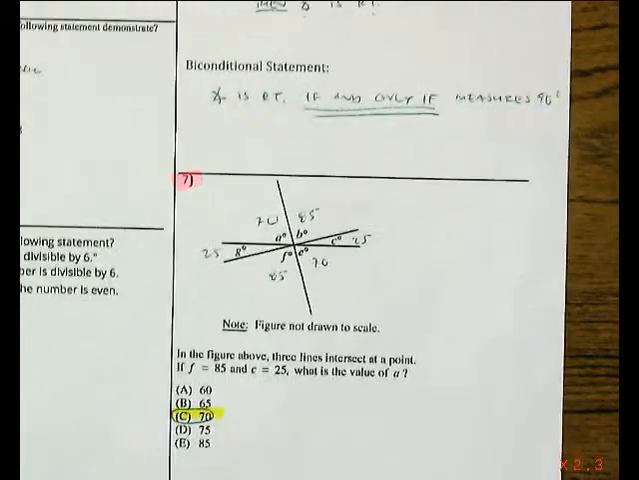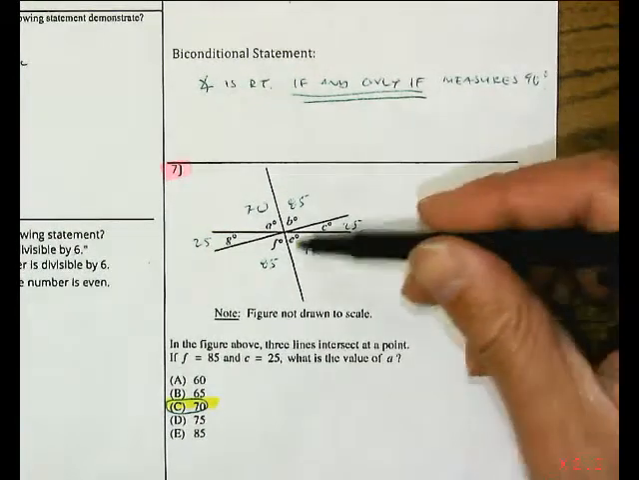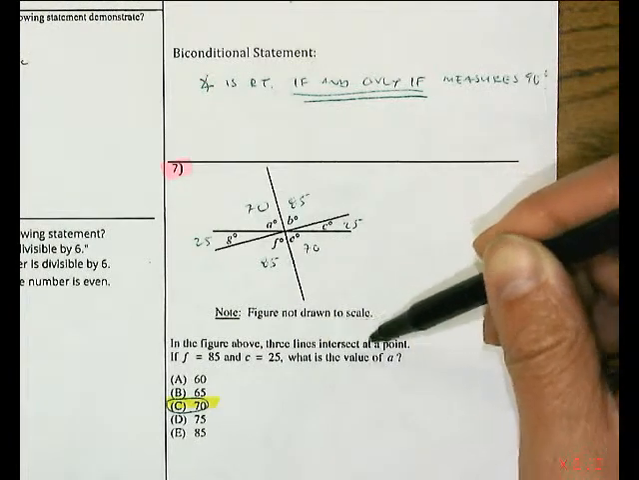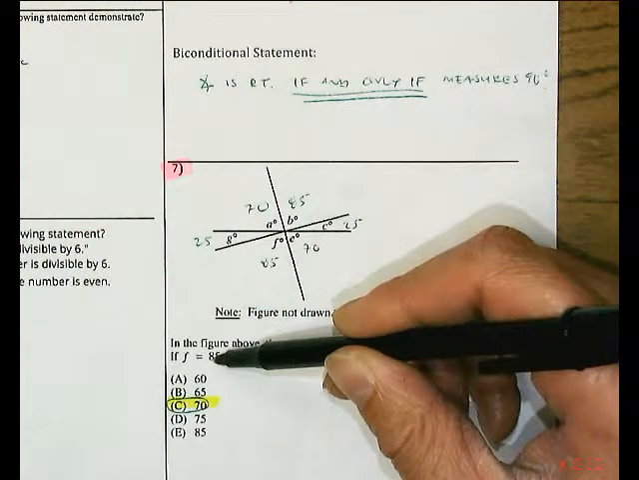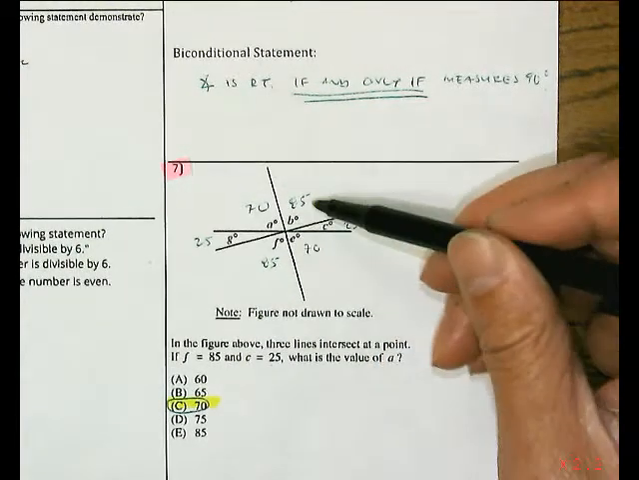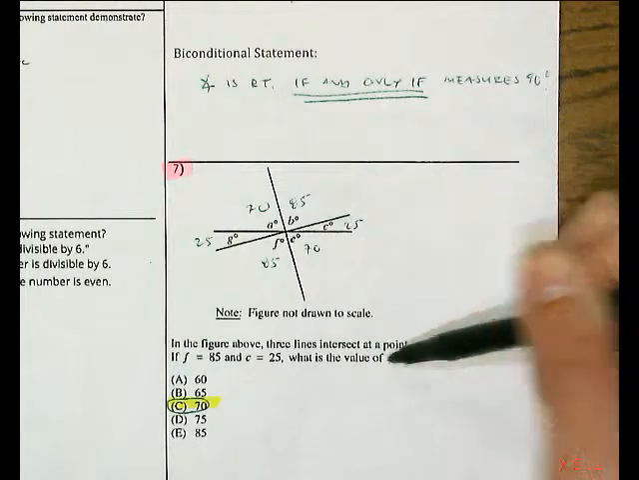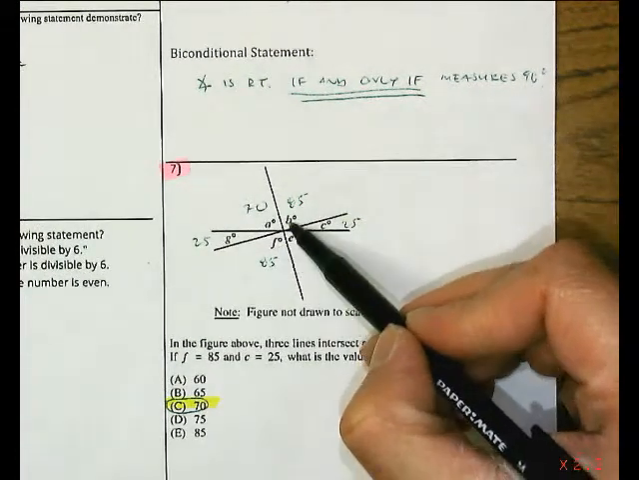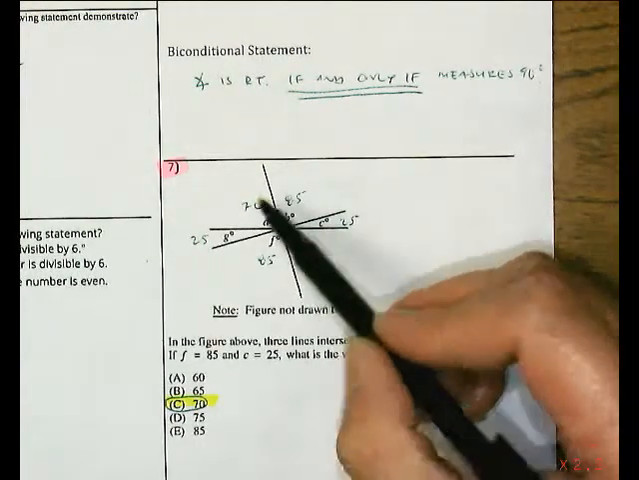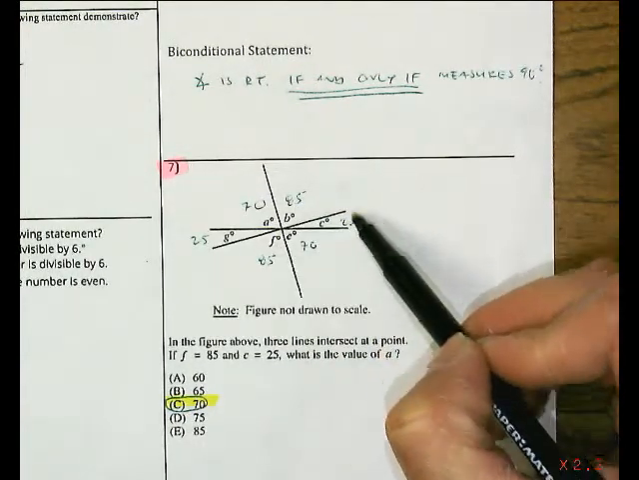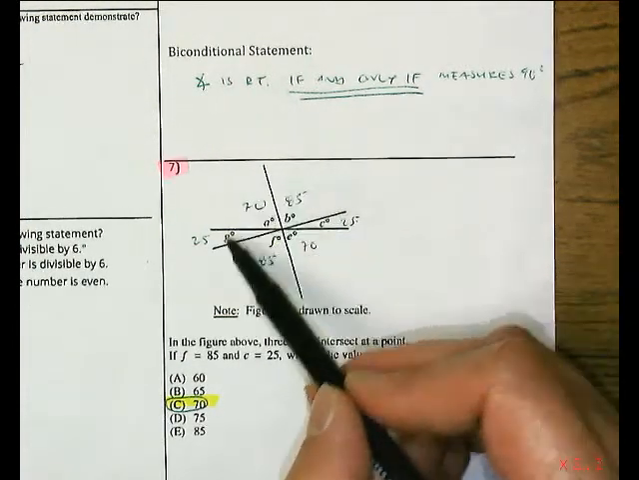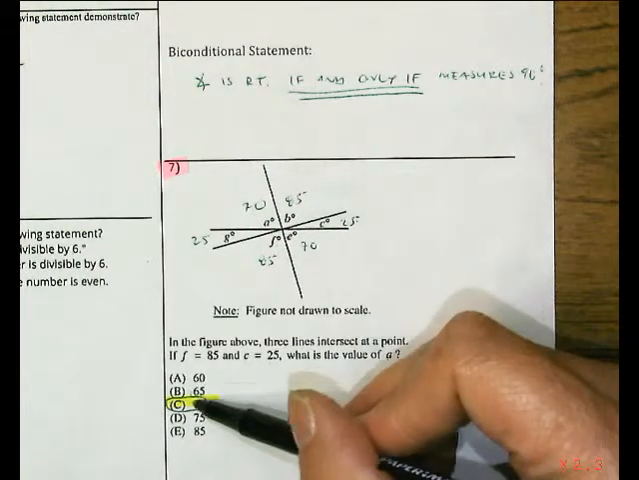Question number 7. Figure is not drawn to scale. Assume that all lines are straight. In the figure above, 3 lines intersect at a point. If f is 85 and c is 25, what is the value of a? So I said f and b are congruent, they're vertical angles. Notice how they share that same pair of intersecting lines. That's 85, and this is 25. Then I just need something to add to 180, therefore a is 70. Choice C.